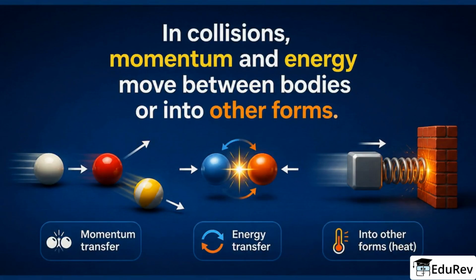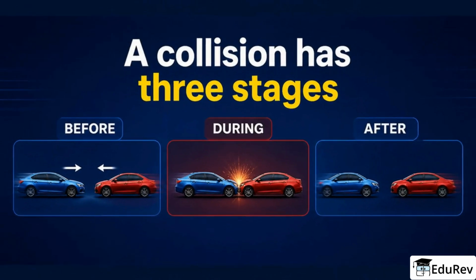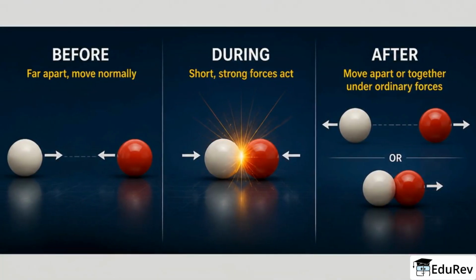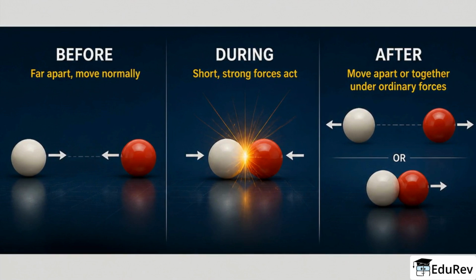In these events, momentum and sometimes kinetic energy move between bodies or into other forms like heat. A collision has three stages: before, during, and after the hit. Before the collision, bodies move normally and are far apart. During the collision, strong short forces act, and after the collision, the bodies move apart or together under ordinary forces.